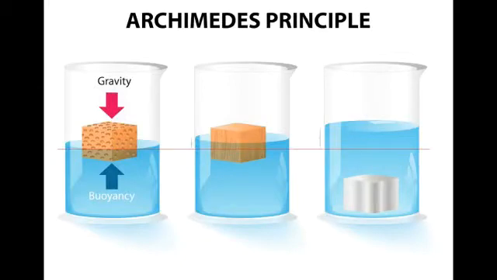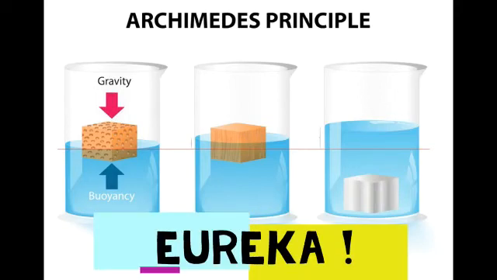Now we are seeing three beakers in this picture. In one, the cork floats on the water. In the other, the wood floats in the water. And in the third one, the iron cube sinks. You can explain the floating and the sinking of the objects in these three beakers using Archimedes' principle.